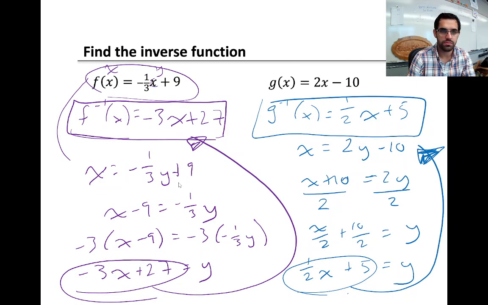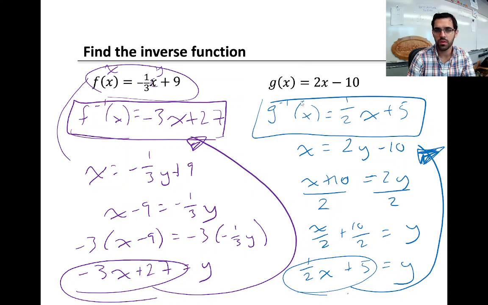Find the inverse function. All right, so here's a couple examples. If I want to find the inverse function, I'm going to swap the x and y's, and I'm going to solve for the new y. So in this case, we just have some simple algebraic manipulation. Subtract 9 from each side. And then I have negative 1/3 y, so I'm going to multiply each side by negative 3, or the reciprocal, and I'll get y by itself. We have negative 3x plus 27 equals y, so negative 3x plus 27 is the inverse function of f.